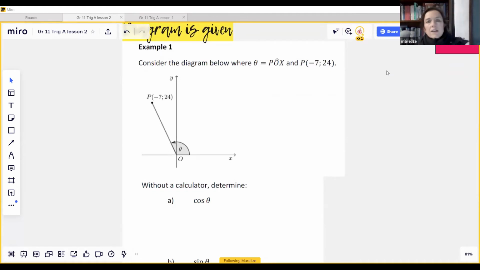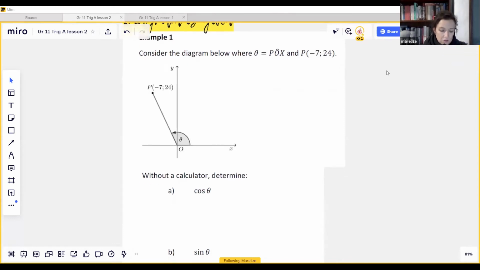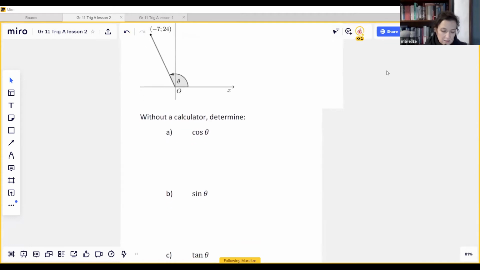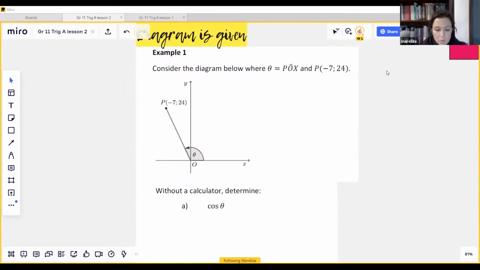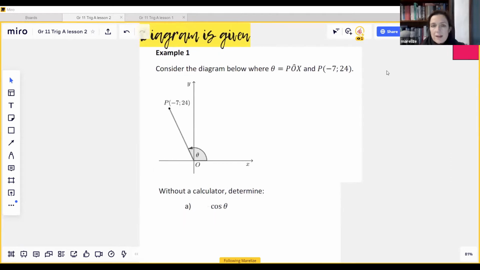We've got angle theta, and it's indicated on the sketch, and P is the point -7 and 24. Now, without a calculator, determine cos theta, sine theta, tan theta. Okay, now before we can do anything, we need to work with this diagram and create a 90-degree triangle that we can use to find cos, sine, and tan. How do we do this?